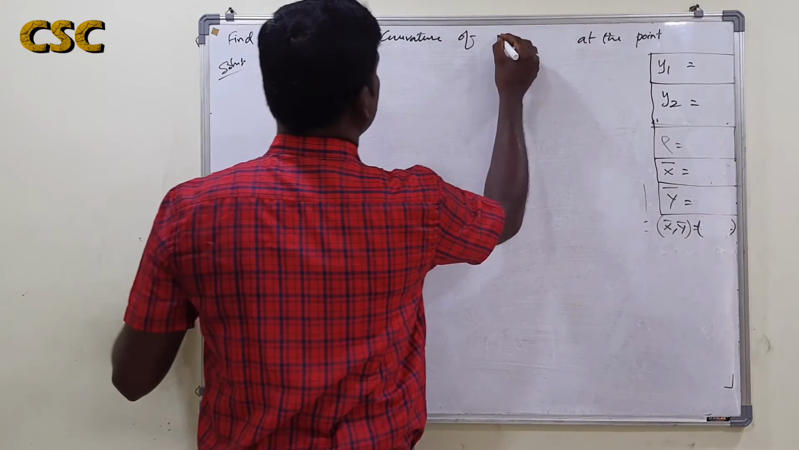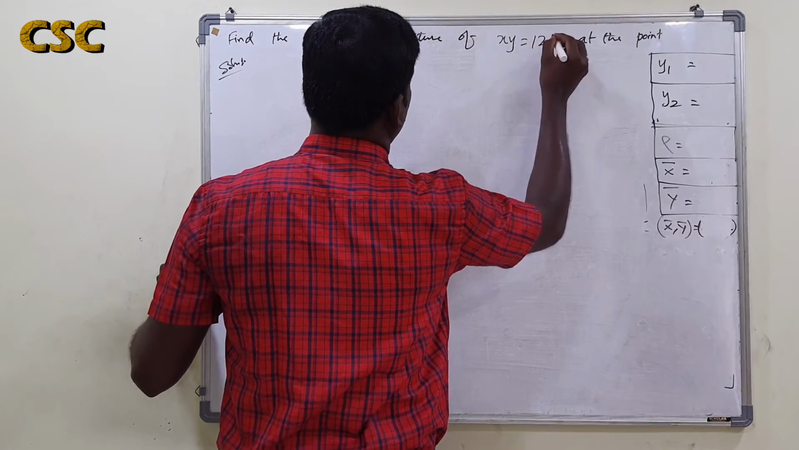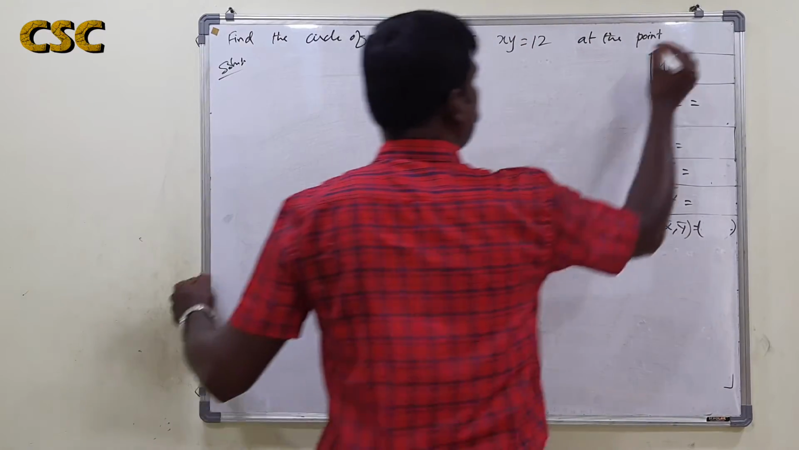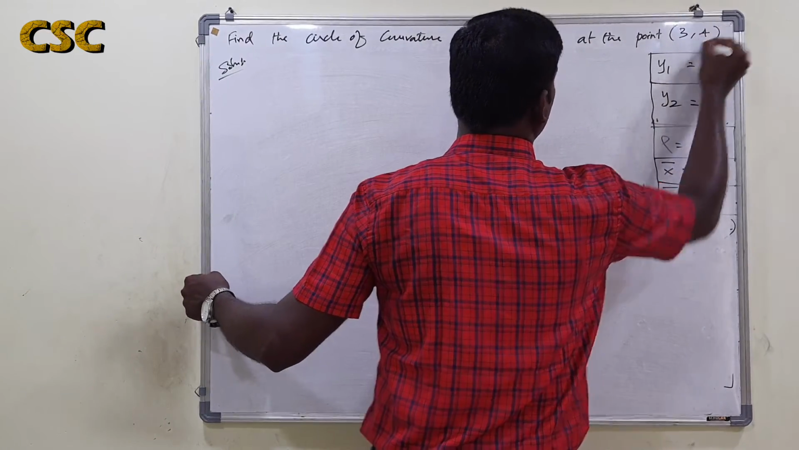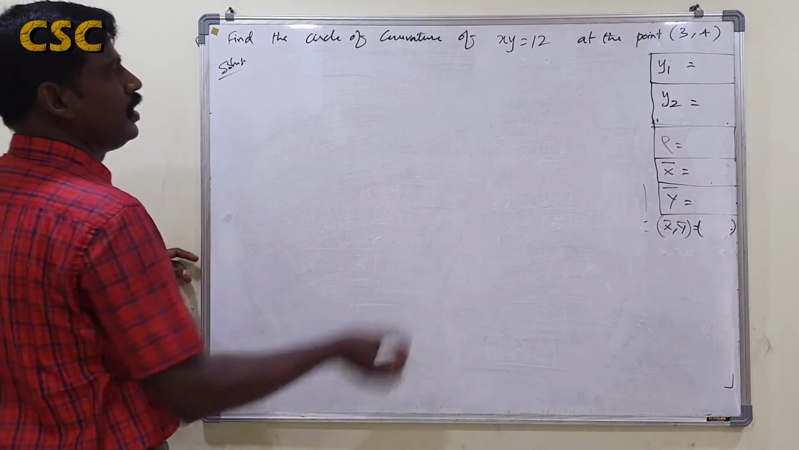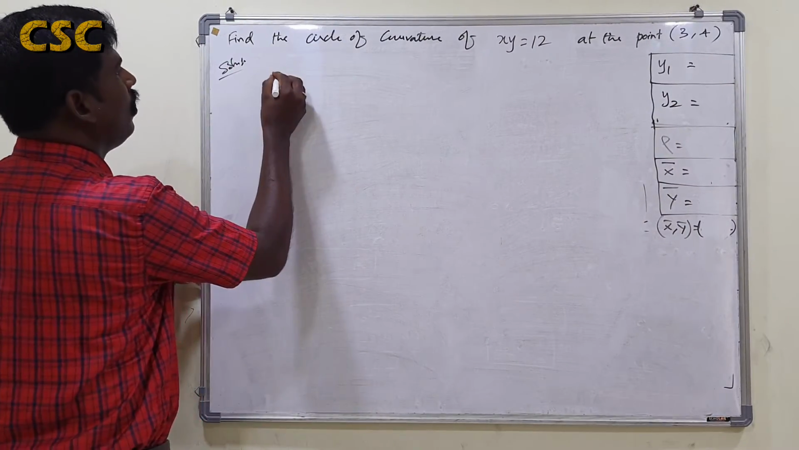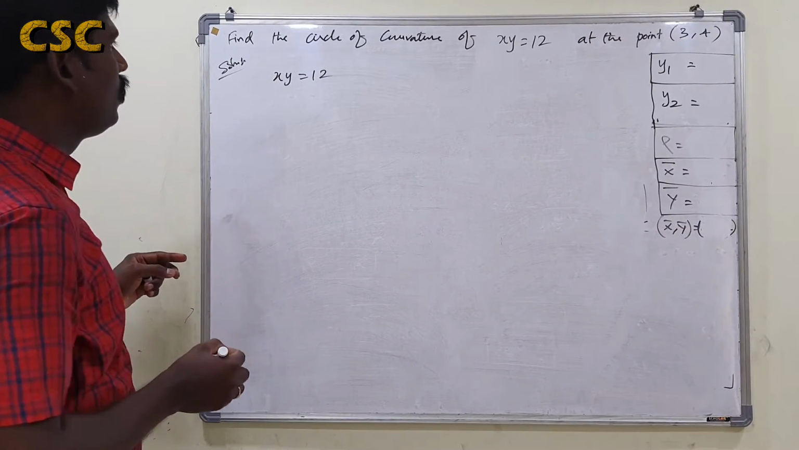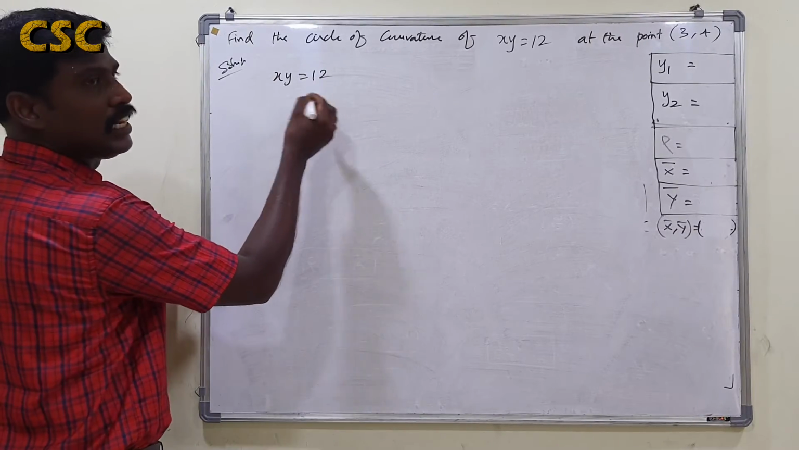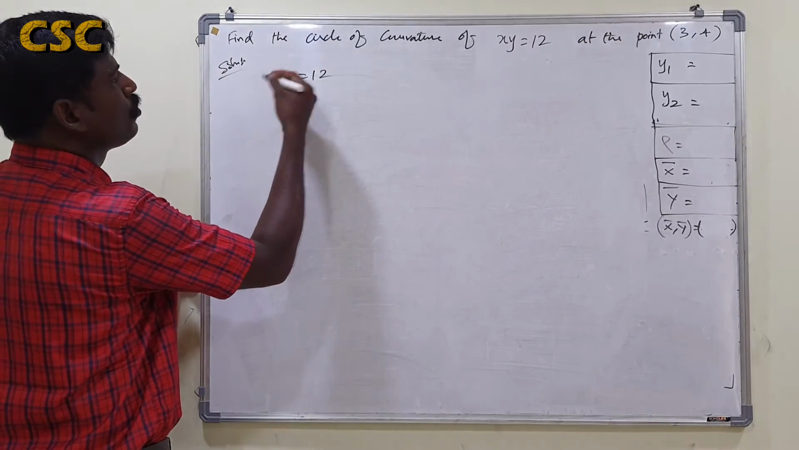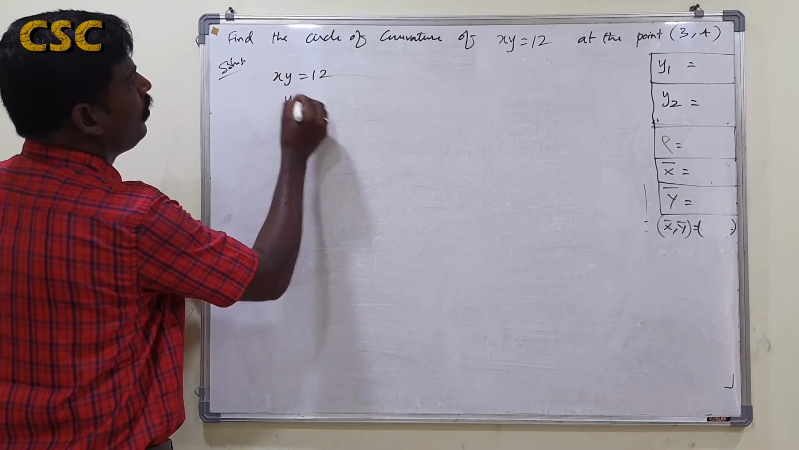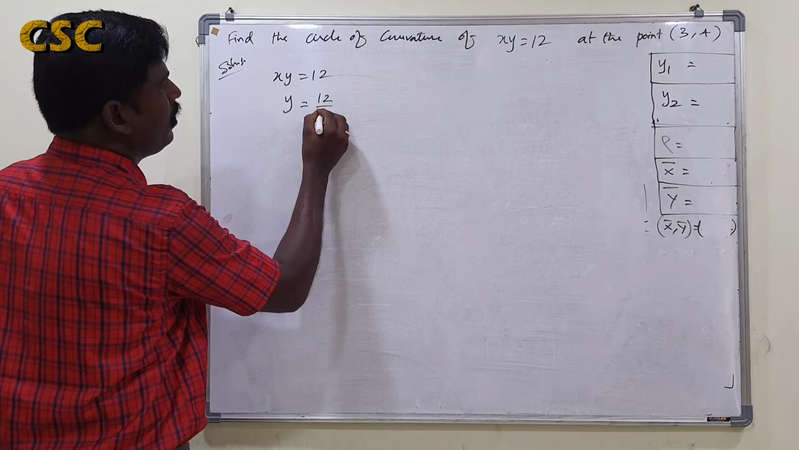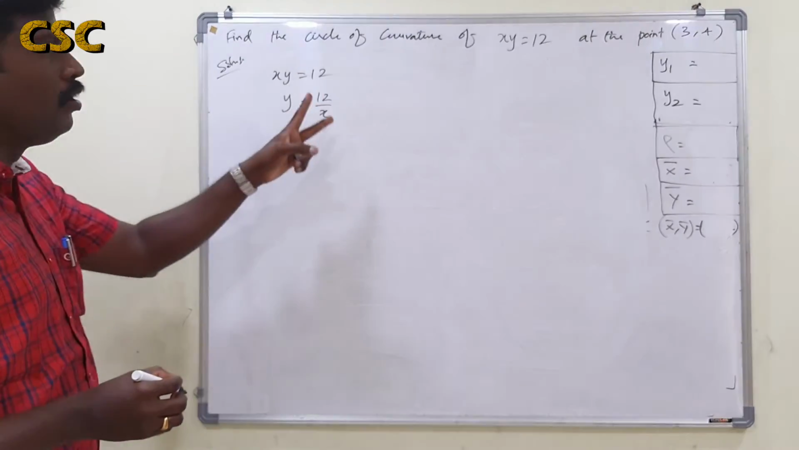Same like that, find the radius of curvature of xy equal to 12 at the point 3 comma 4, right? Same like the previous problem. This is also in the form of xy equal to 12. So this is not in the y equal to f of x form. So to make it into that form, we take this x to the right hand side. So now it is in the form of y equal to f of x.